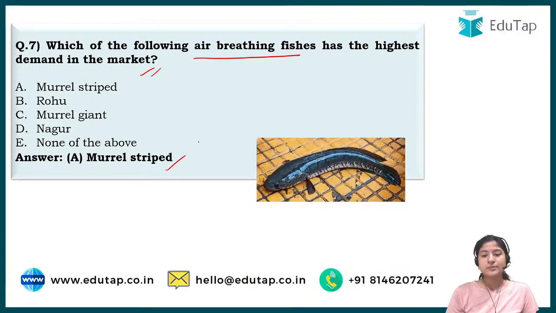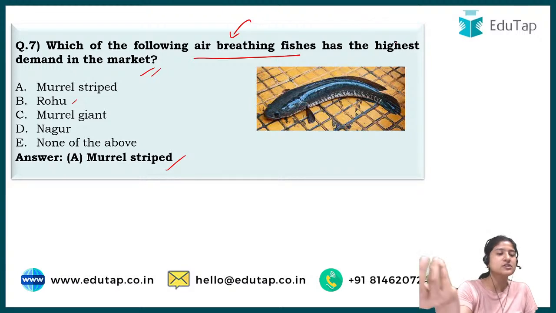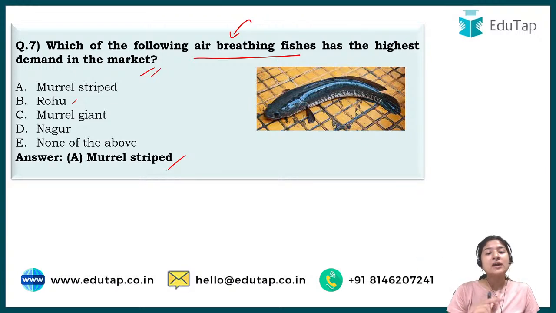Okay, so here is a picture of it. See, here it is written air breathing fish. You must have seen rohu, and you might say that fish is high in demand, but the question is about air breathing fishes. So you should see the trick, the main word that is written. Okay, so the answer is mural stripped.